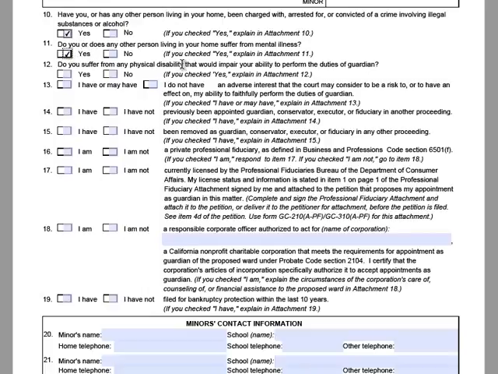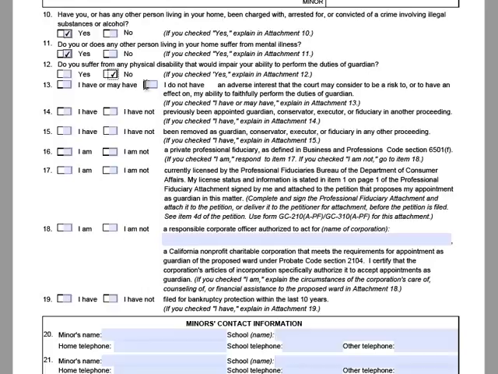12. Do you suffer from any physical disability that would impair my ability to perform the duties of guardian? No. 13. Do I have an adverse interest that the court may consider to be a risk to, or have an effect on, my ability to perform the duties of guardian? What does that mean? Simply put, is there any reason that the court might think that there is some reason that you might be tempted to do something that would benefit you but would harm Lucy? No. Well, there you go then.